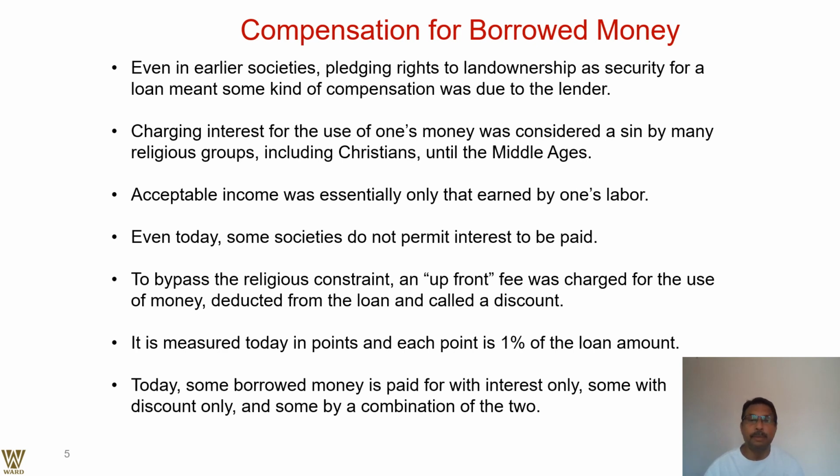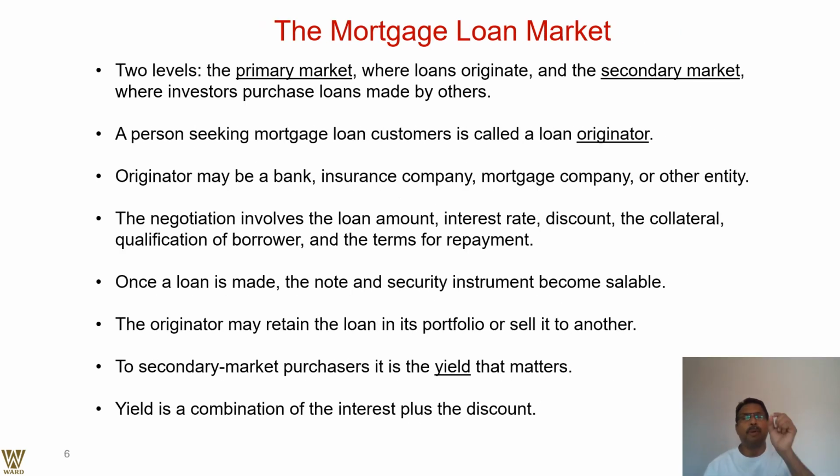Even today, some societies do not permit interest to be paid. An example is Islam. But to bypass the religious constraint, an upfront fee was charged for the use of the money, deducted from the loan, and is called discount. It is measured today in points, and each point is equal to 1% of the loan amount. Today, some borrowed money is paid with interest only, some with discounts only, and some by a combination of both interest and discount.